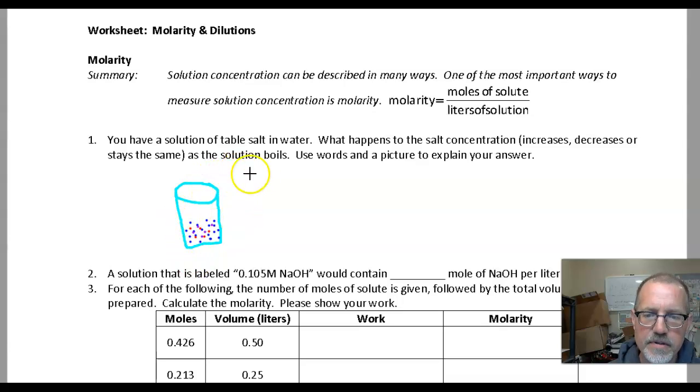vaporize or evaporate out of here, and that will leave less blue. So if we have less blue, then of course we're going to have the sodium and the chloride still there. And at the end of it all, once all of your water vaporizes, that's why you have that white solid at the bottom, which is your salt.